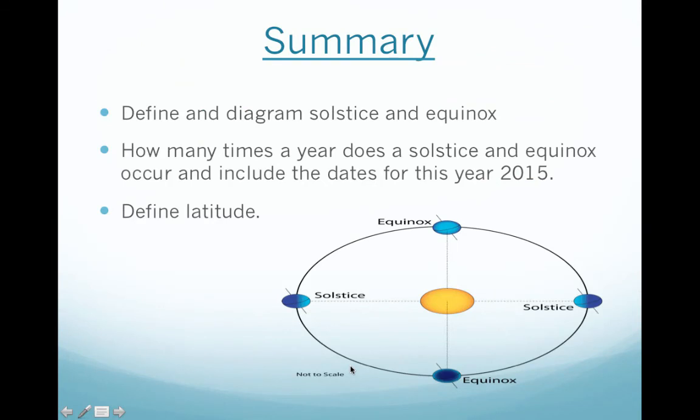Alright, summary time. Define and diagram a solstice and an equinox, very similar to what I have here. How many times a year does the solstice and equinox occur, and include the dates for this year, 2015. You might have to Google that. And define latitude, bonus points if you could include a diagram as well.